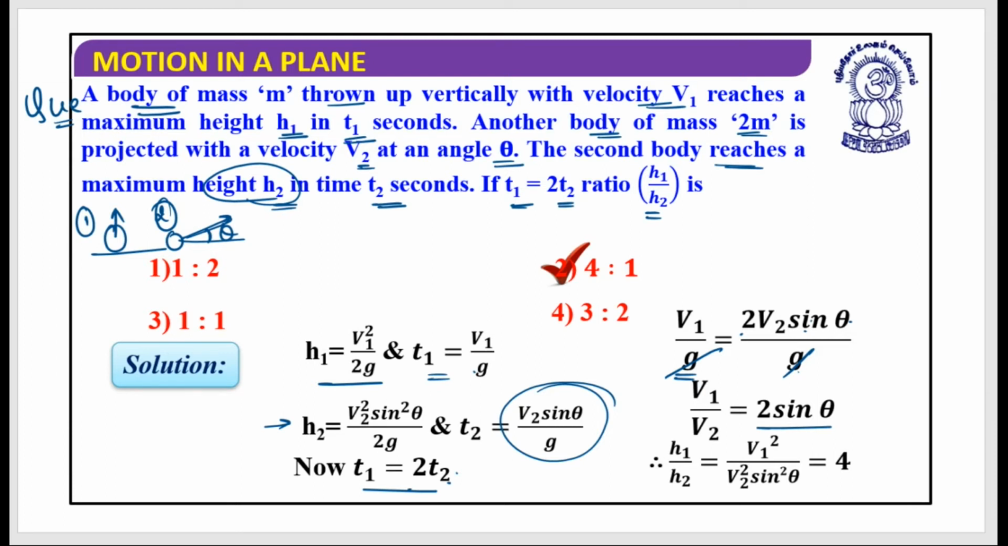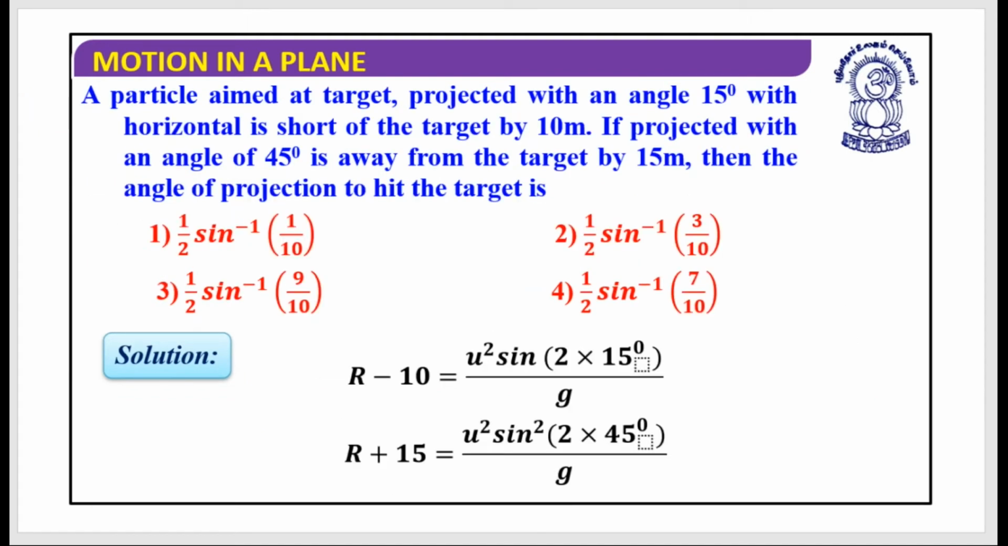Now let's take the ratio of h1 is to h2. h1 is v1 square by 2g, h2 is v2 square sine square theta by 2g. If you take out the ratio and put the value of v1, which is 2 sine theta times v2, you will get 4. So this is the answer. It's 4:1. I hope it is clear. Is it? What was your answer? Is it the same? Great. Let's work on the next question.